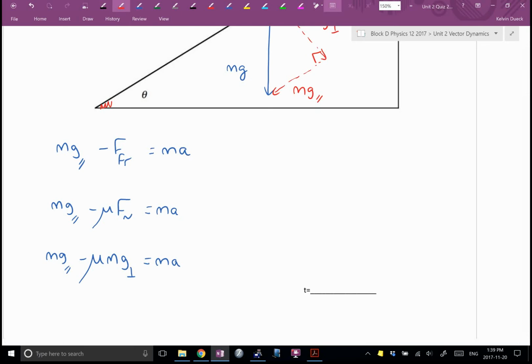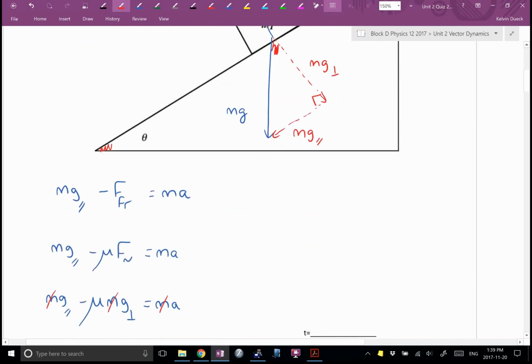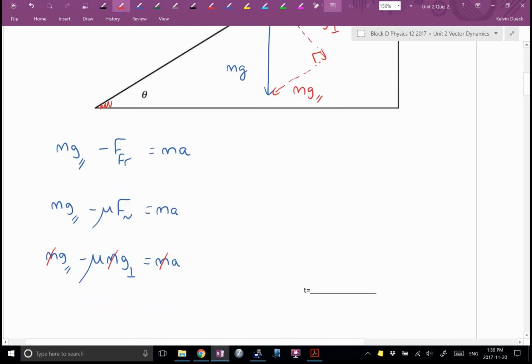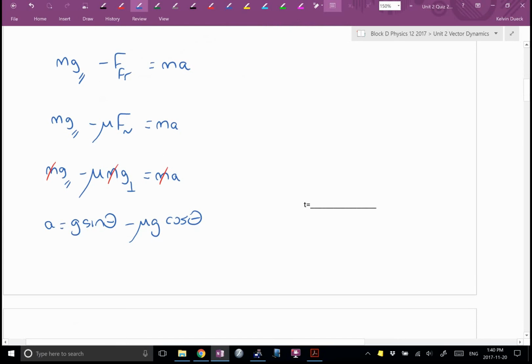At this stage, now you don't have to, but I notice there's an m in everything, and so I can cancel it out. You don't have to. You could put the m of 2.2 kilograms. So it looks like a is going to be g parallel, which is g sine theta, minus mu g cos theta.